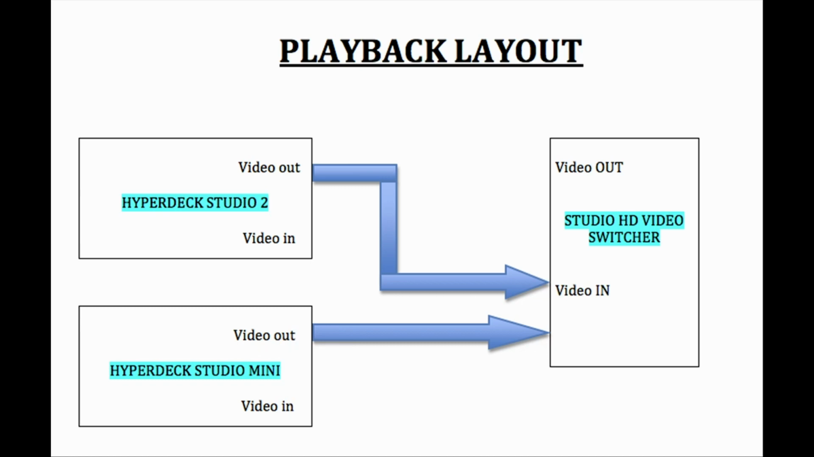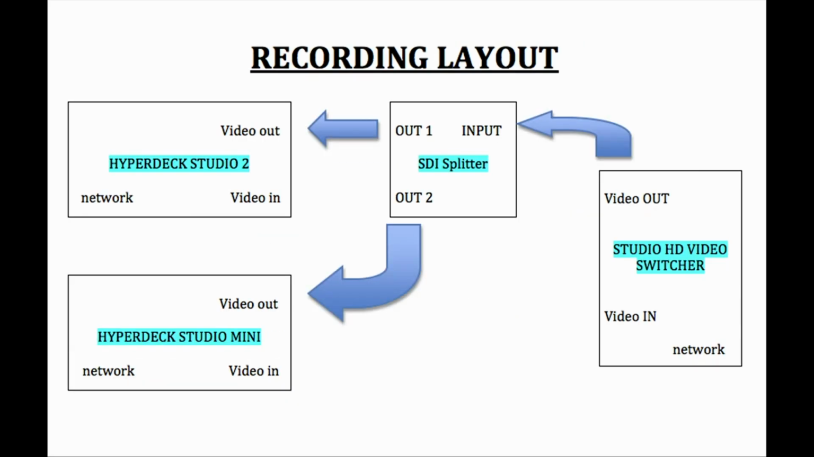So in this particular setup, all the video outputs of the HyperDeck go into the video input of the studio switcher. Then we will also do a physical cabling for the recording. So for the recording, the program output of our video switcher will go into the video input of the HyperDeck. But right now there's only one program output, so we use a splitter so that we can distribute the signal to the video input.